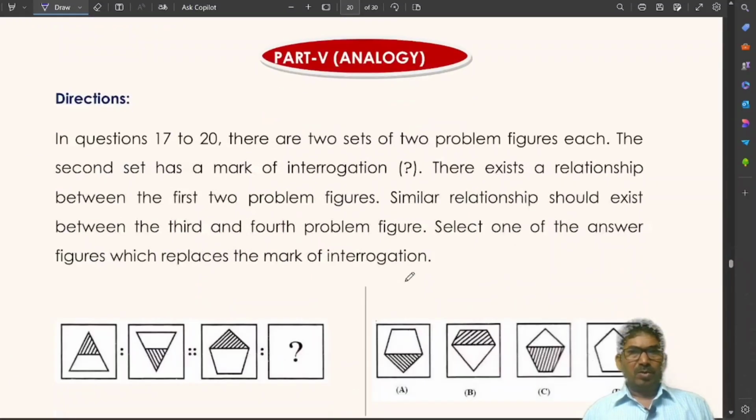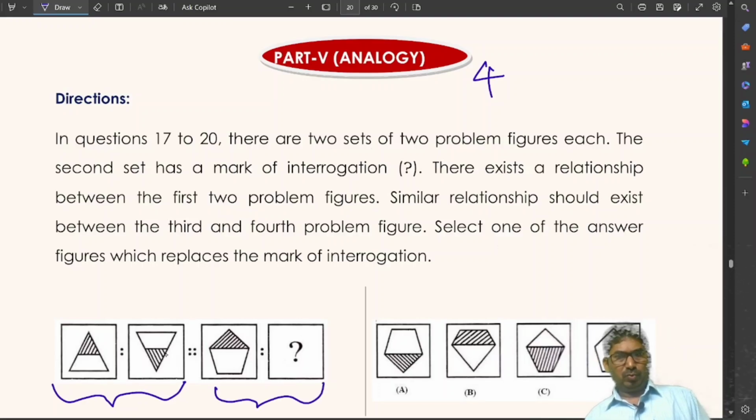Next, part 5, analogy. Directions: in questions 17 to 20, which means 4 questions, there are 2 sets of 2 problem figures each, like this. This is one set, this is another set. The second set has a mark of interrogation, meaning a question mark, like this. The second figure has this question mark.